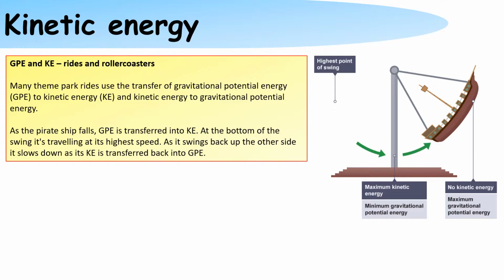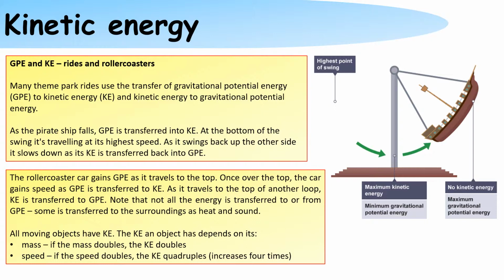Kinetic energy is the amount of movement energy that an object has. Many theme park rides use the transfer of gravitational potential energy to kinetic energy. In this example, as the pirate ship falls, gravitational potential energy is transferred into kinetic energy. At the bottom of the swing, travelling at its highest speed, it swings back up to the other side. The kinetic energy is transferred back into gravitational potential energy.